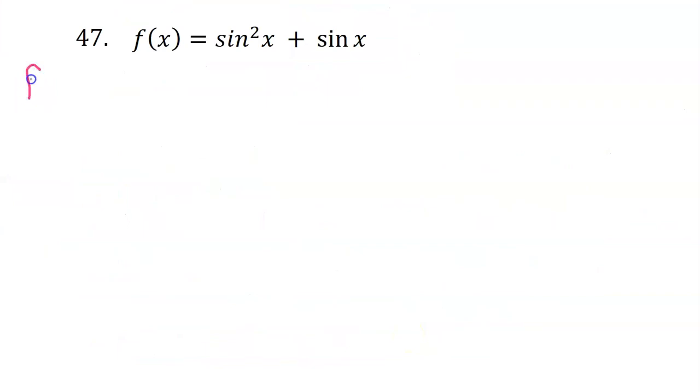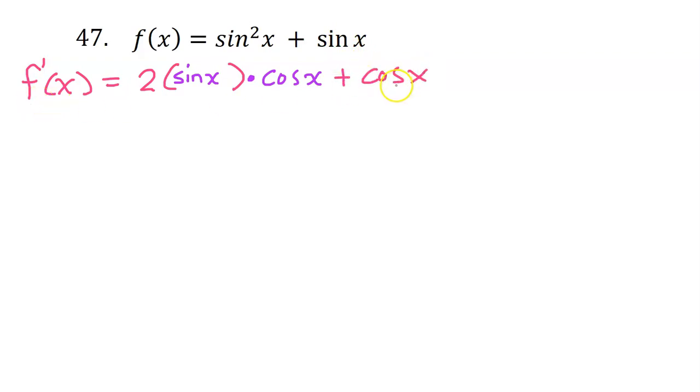Let's find f prime term by term. So for the derivative of sine squared, we have to do the chain rule. First we take the derivative of the outer function by putting the 2 in the front. So we leave this inner function of sine x, but then we multiply by the derivative of the inner function, and the derivative of sine is cosine. So that's the derivative of the first term. Moving on to the second term, the derivative of sine is cosine. So that is the derivative.